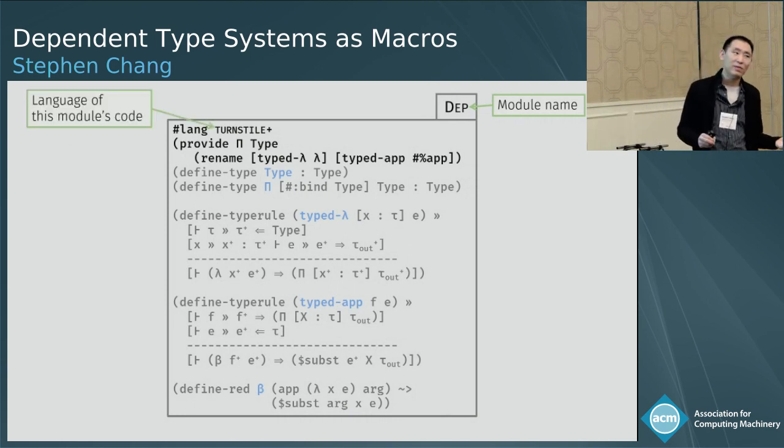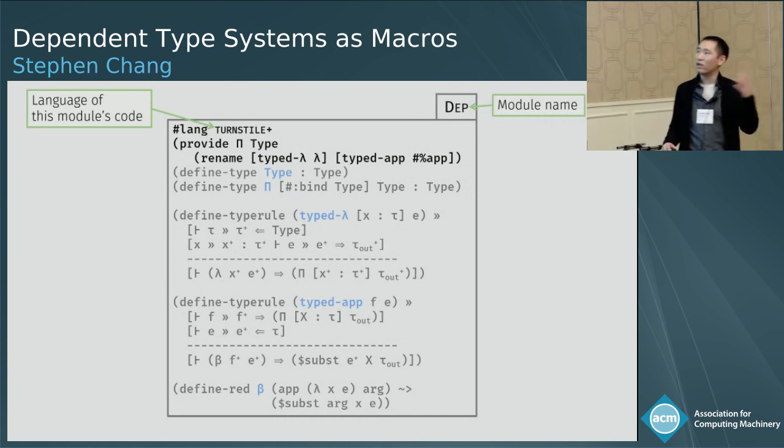And then at the top of the module, we have to declare what the language of the code in the module is with this hashlang declaration. So here we're writing Turnstile Plus code, so we write hashlang Turnstile Plus.